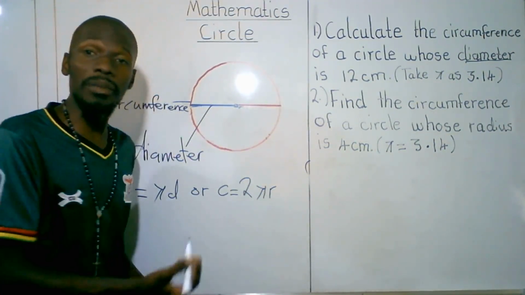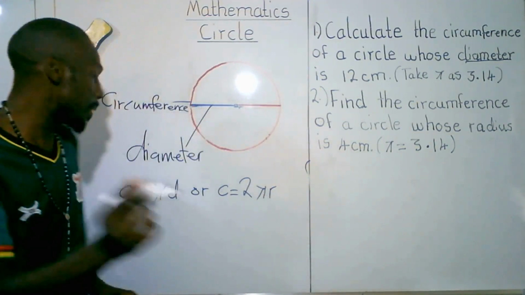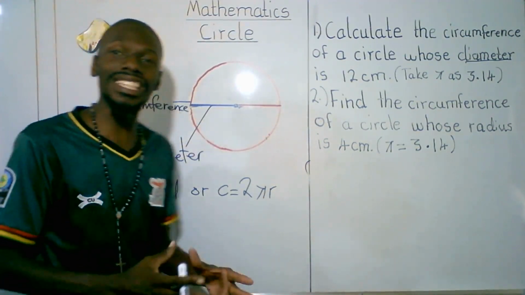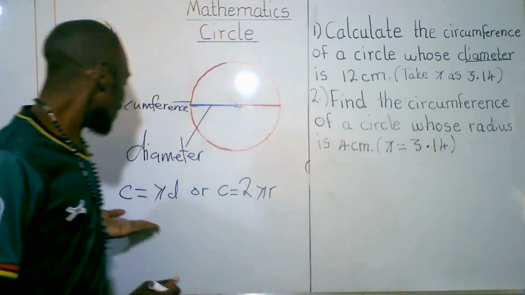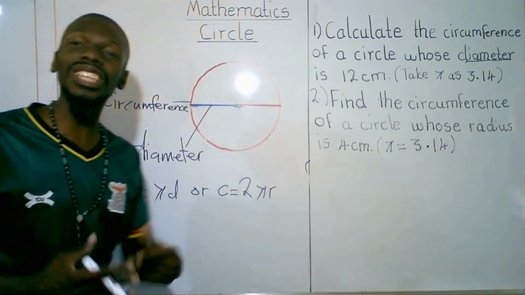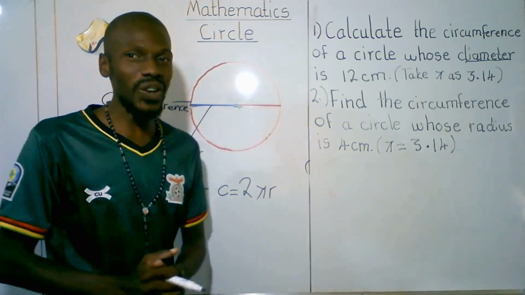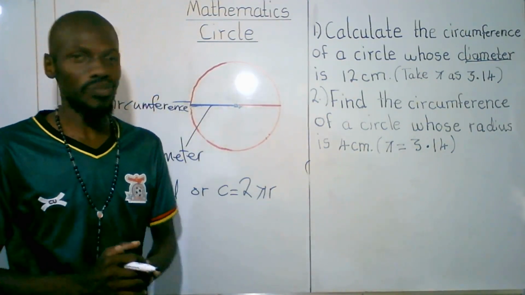Where is the 2 coming from, one may ask. Two radii make up a diameter, because we said that the radius is half the diameter. So these are the formulas that you can use to solve for the circumference of a circle.